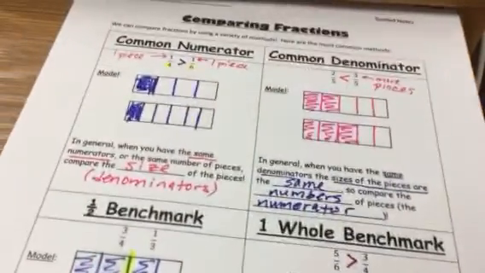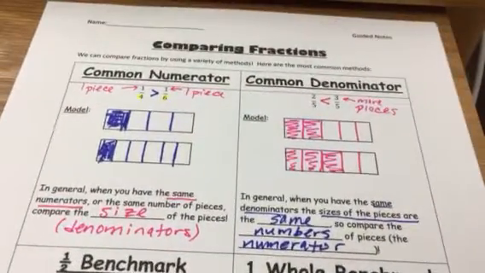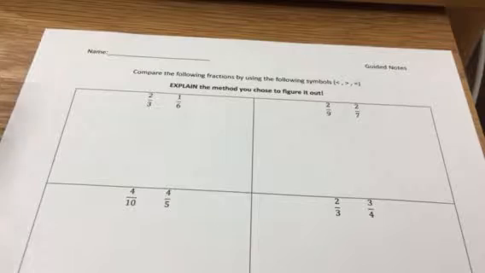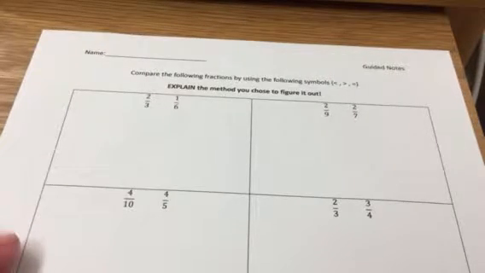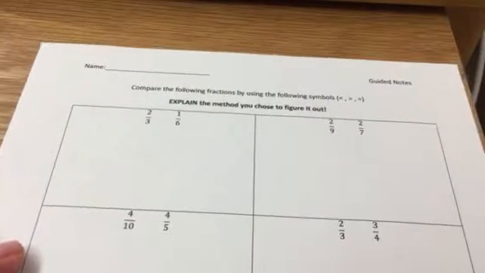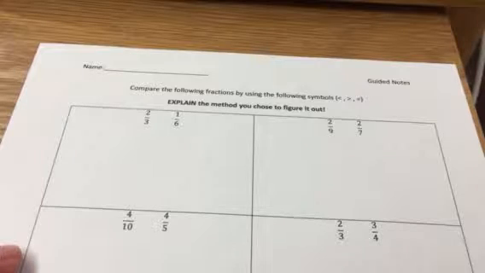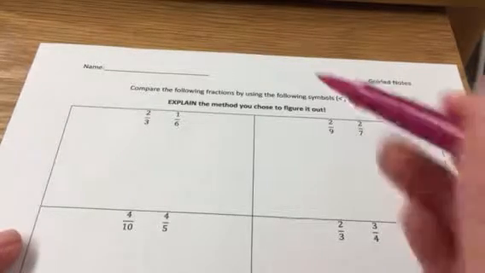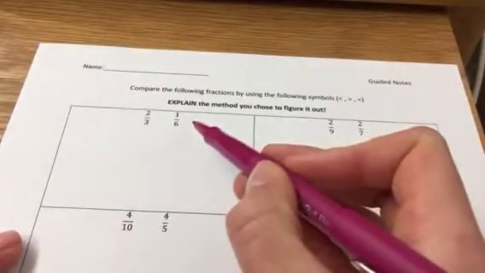So let's go ahead and take a look at the back side of the notes, and let's do some examples. We're going to use some of these methods that we just learned. 2/3 and 1/6. A lot of you boys and girls in class have been saying, "Oh, I just know it." Well, I want us to use these methods and justify our answers by using the methods. 2/3 and 1/6.